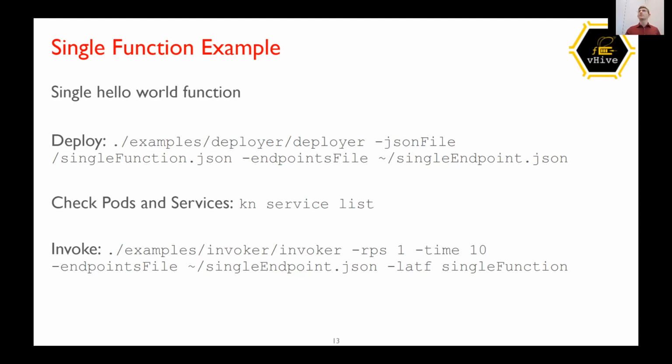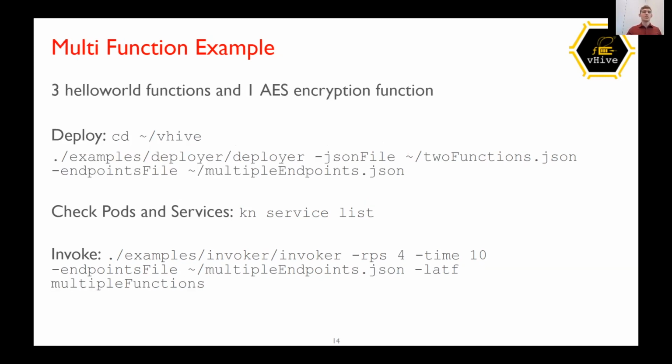Then, since a single function is not very interesting, and we want to demonstrate what we could potentially do with these tools, we will also show you how to deploy multiple functions at once. This is done using the multifunction feature of the deployer, which allows us to deploy the same function under 3 different names. So it will deploy hello world as 3 different functions.